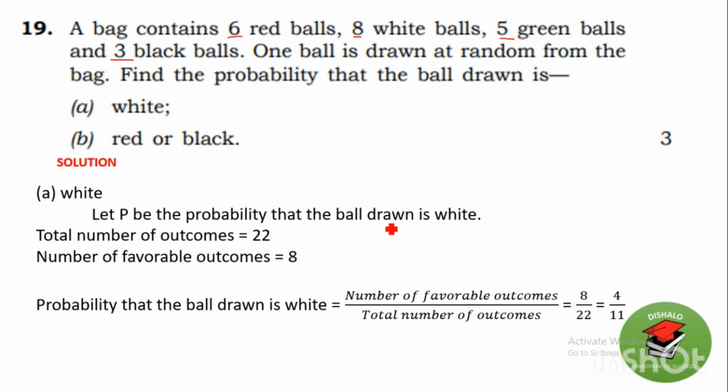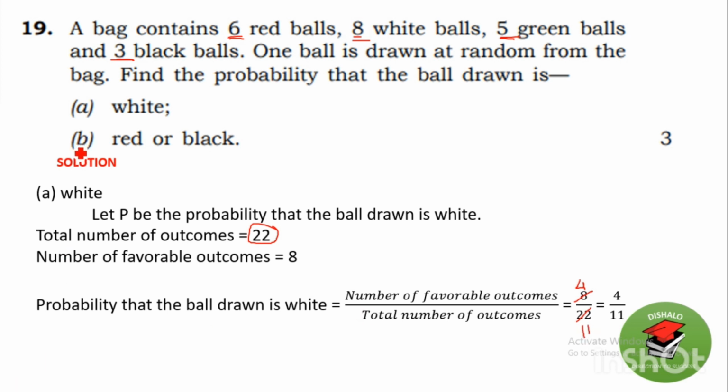Let P be the probability that the ball drawn is white. Then what is the total number of outcomes? 6 plus 8 plus 5 plus 3, that is 22. And what is the number of favorable outcomes? Favorable outcomes means when you take the ball, it will be white in color. So it is 8. Okay, so then you put down the formula: probability that the ball drawn is white equals number of favorable outcomes by total number of outcomes. So 8 by 22. When you cancel it by 2, you get 4 by 11. 2 4s are 8 and 2 11s are 22.